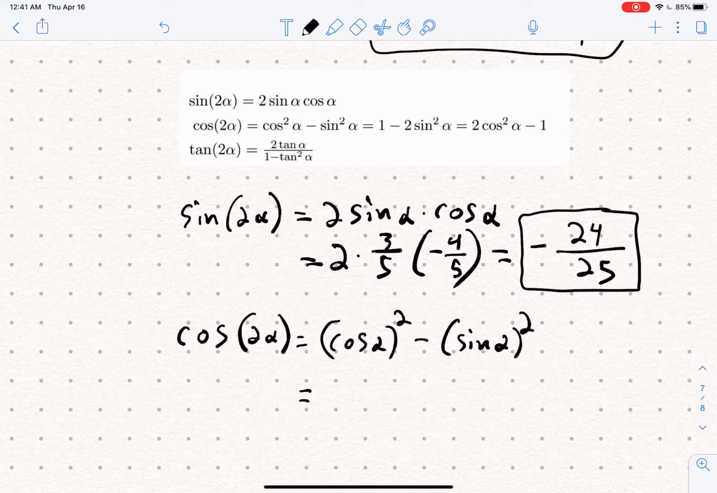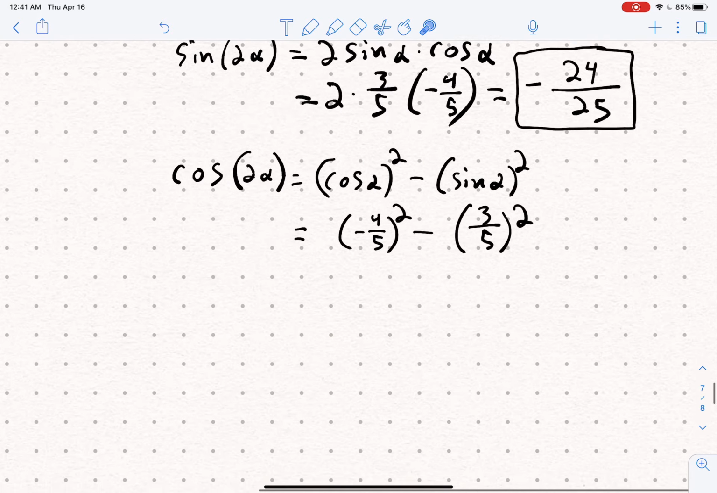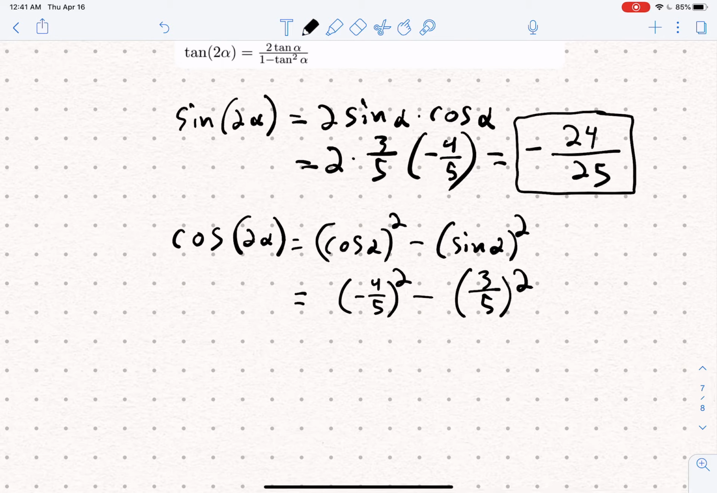The cosine of alpha was negative 4 over 5, and that's squared. And sine of alpha was 3 over 5, that's squared, and that just comes from our recording of the cosine, sine, and tangent of alpha. I'm just using the cosine and sine here. Okay. Let's simplify this. Negative 4 over 5, when we square it, we square the top and square the bottom, and it's a negative, but when we square it, that negative becomes positive, so it's 16 over 25.